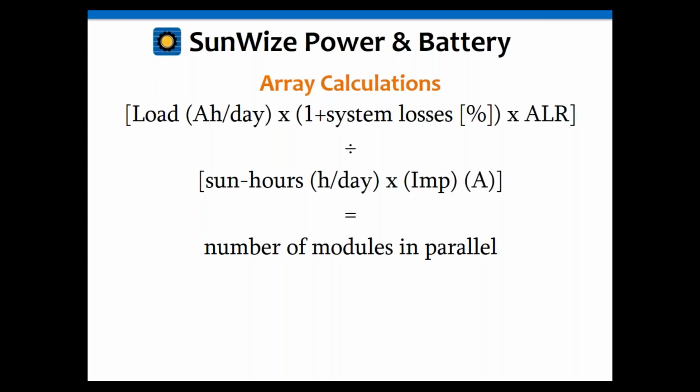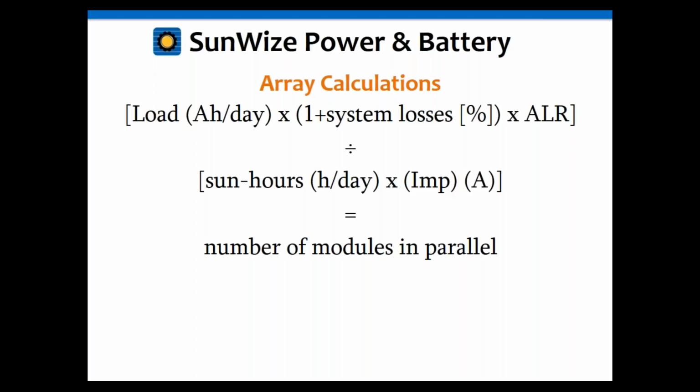The number of modules in series, I'm just going to briefly talk about that. We don't have any slides on it. Basically the number you need in series is just going to depend upon the modules you're using and the voltage you're working at. If you've got a 12-volt module and a 12-volt system, then obviously only 1. If you've got a 12-volt module and a 24-volt system, you would need 2 in series. If you're working with a 24-volt system and a 24-volt module, then you would only need 1 in series.